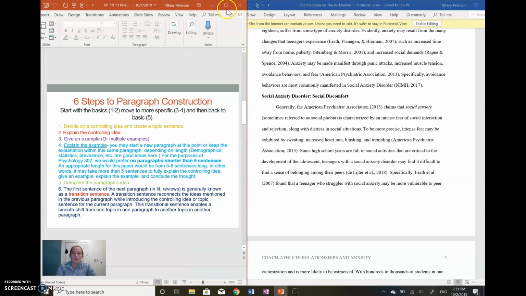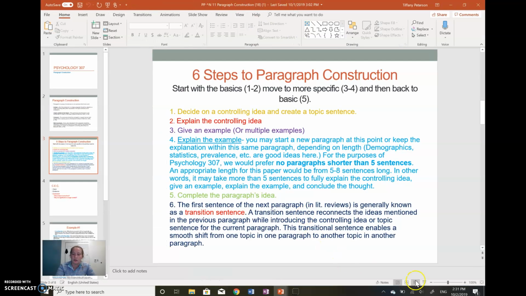So that is an example of how you use these 6 steps. But really, they are going to be your best friends. I would keep this up on one screen on your page while you're writing, and every time you have an idea, you say, okay, that's going to be my first sentence. Now I'm going to explain it. Then I'm going to give an example. Then I'm going to explain it. Just keep it open, and it'll help your paper flow a lot better than if you don't have this up.